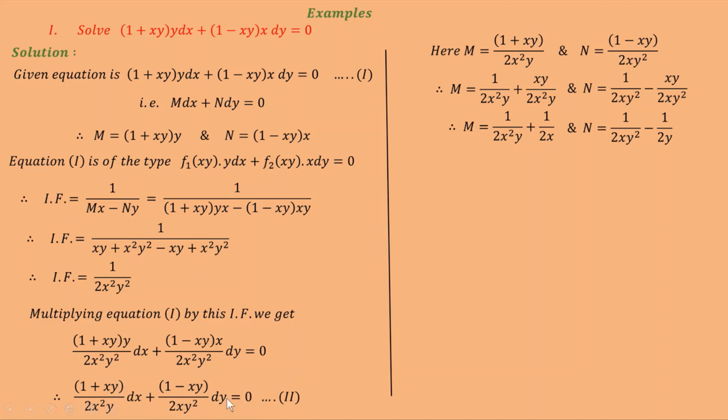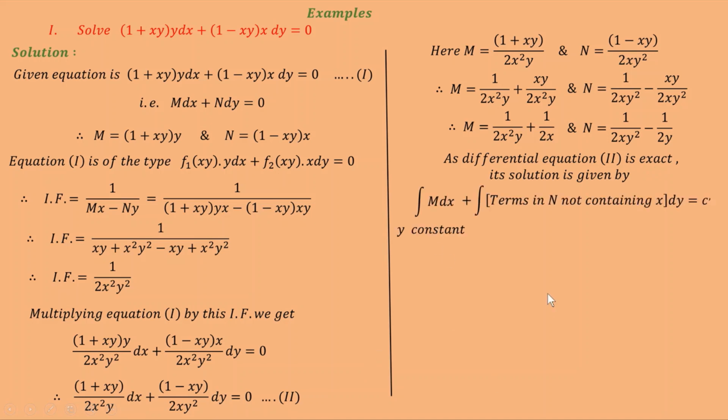As this differential equation 2 is exact, its solution is given by integration of M dx keeping y as a constant, plus integration of terms in N not containing x dy, equal to a constant c dash. Now put the values of M and N here, and so we get integration of (1 upon 2x²y plus 1 upon 2x) dx keeping y as a constant, plus integration of terms in N not containing x. N contains two terms. The first term contains x, so don't write the first term, rather only the second term. So it is minus 1 upon 2y equal to c dash.